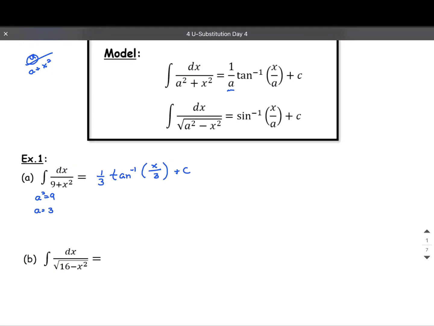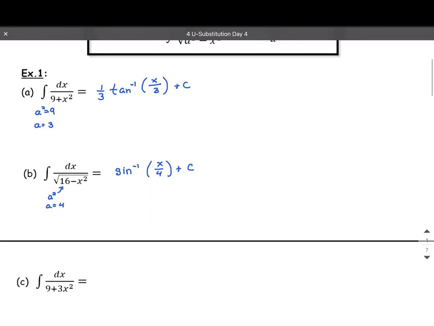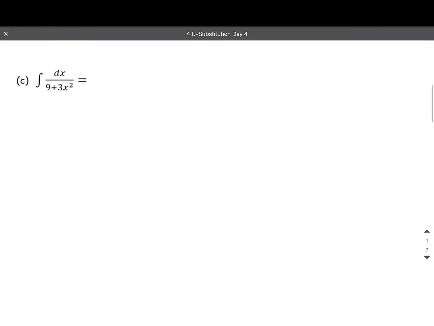Now we can do one similar for sine inverse. If we look at this, the 16 is our a squared, which means that a is 4. So this means that the integral of dx over the square root of 16 minus x squared is sine inverse of x over 4 plus c. Ta-da! Now, they're not always going to be that straightforward. You knew that, right?